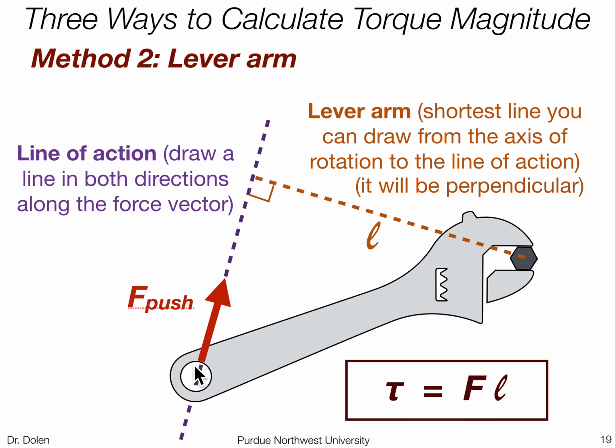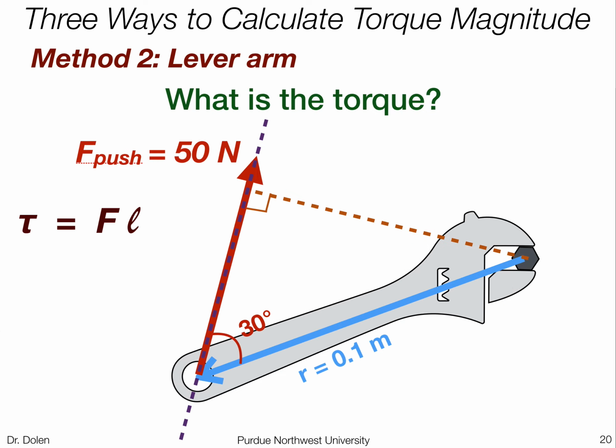So by applying the force at some angle, I decreased the size of the lever arm, and therefore I decreased my torque. So let's give this a try with the same example. We're going to again use a 50 Newton force, again at an angle of 30 degrees. So first I have to figure out this distance. What is the length of my lever arm? I know this angle is 30 degrees. I know this distance is 0.1 meters.